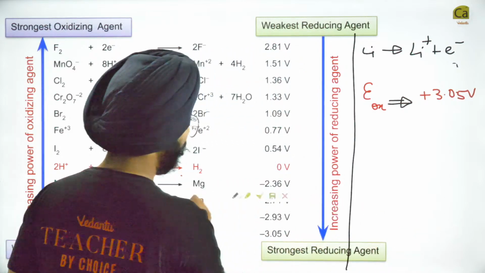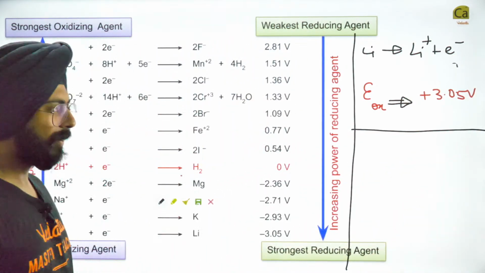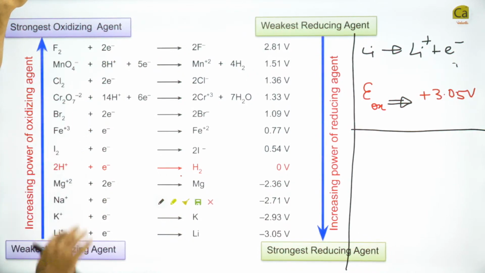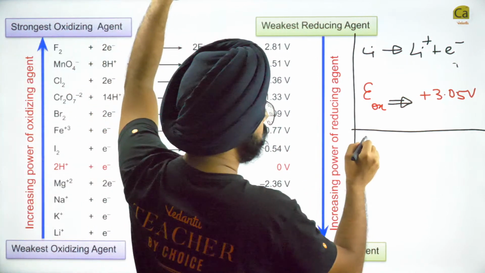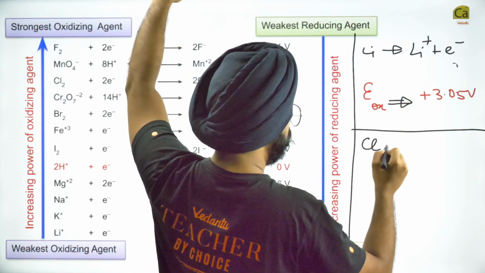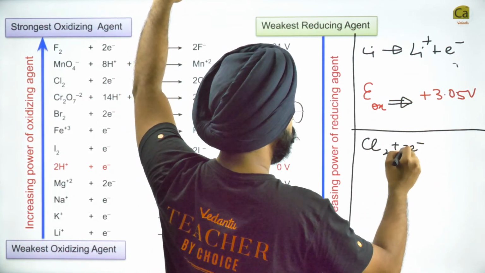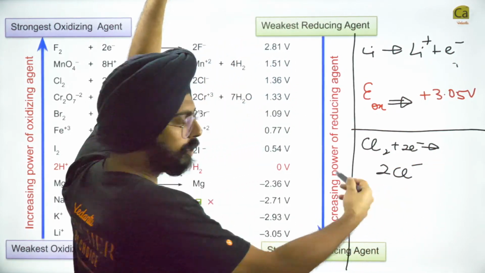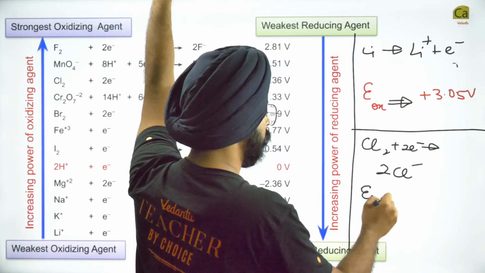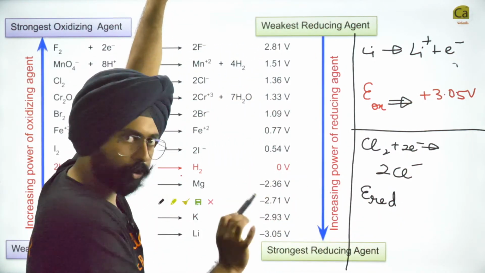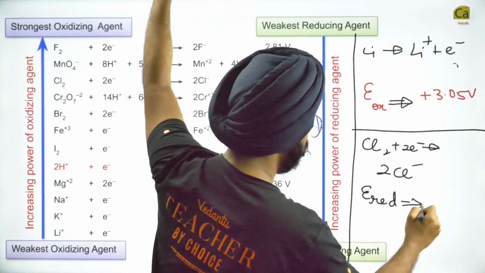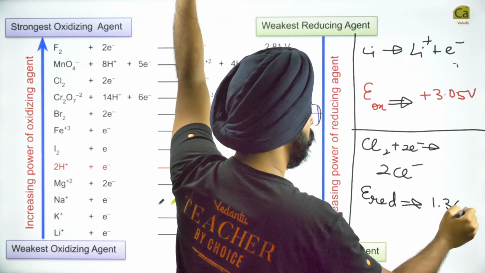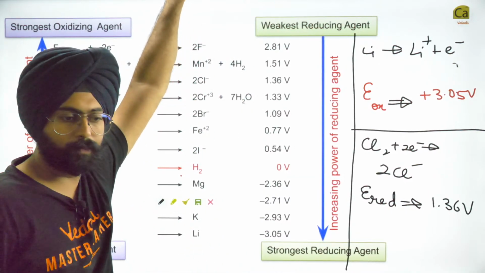Now, let us take another reaction. Let us take a reduction reaction from here. Which reduction reaction shall we take? Let's take the reaction of chlorine. So let's take the reaction chlorine plus 2 electrons gives you 2 times Cl negative. Now, what's the electrode potential for this reaction? Electrode potential of this reaction is E reduction. This is equal to how much? It's given as 1.36 volts.